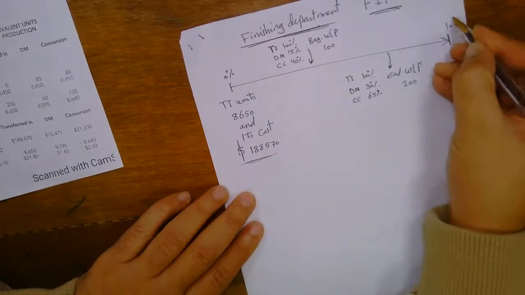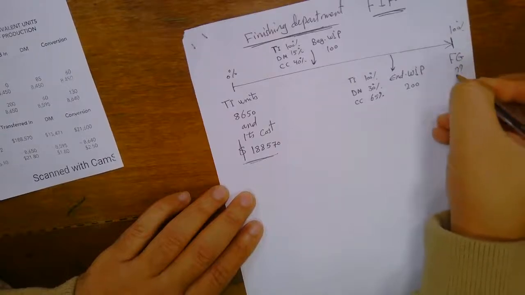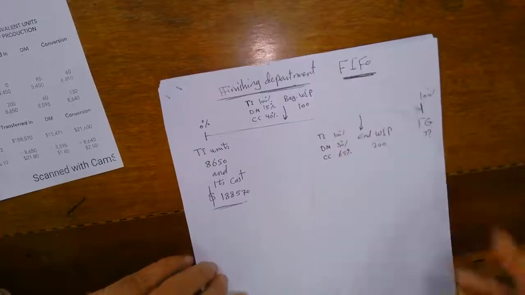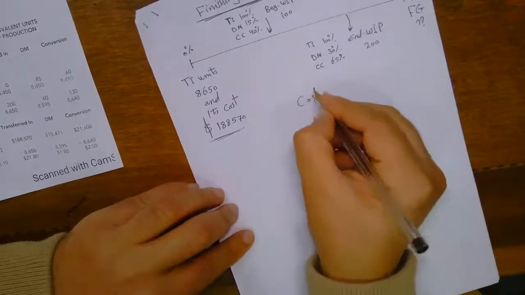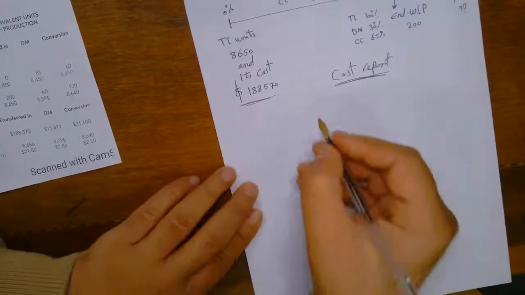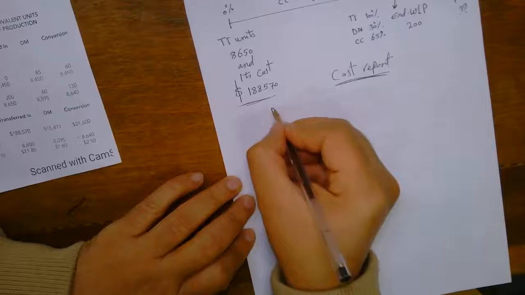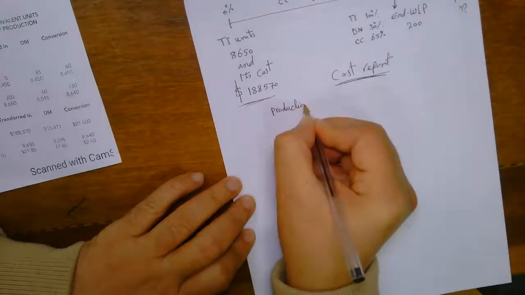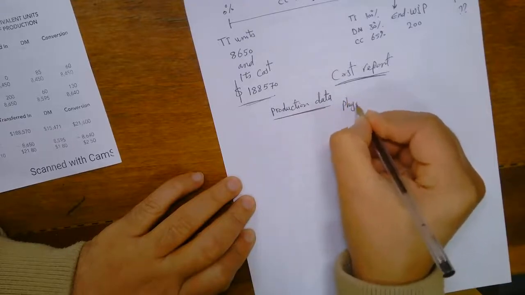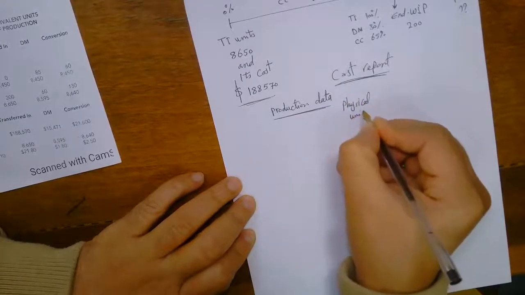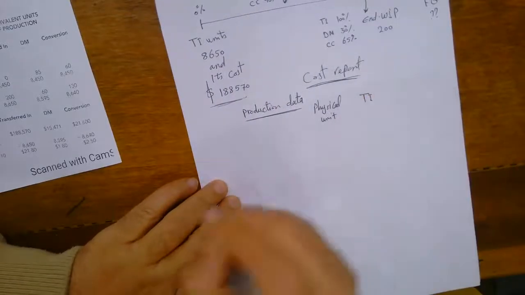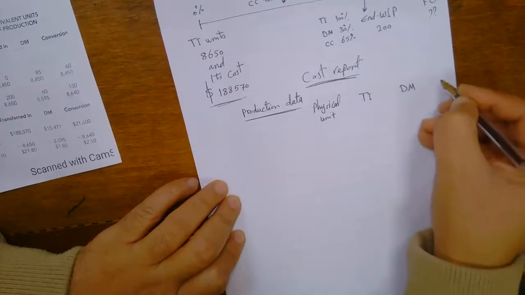At 100% finished goods unknown, we use the FIFO costing method. Cost report. Production data. Physical units and the cost elements. We have transferred in, direct material and conversion cost.